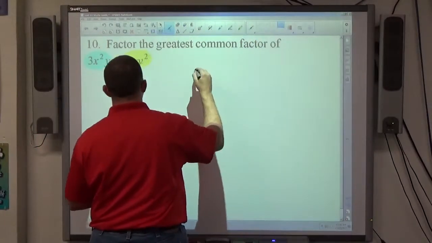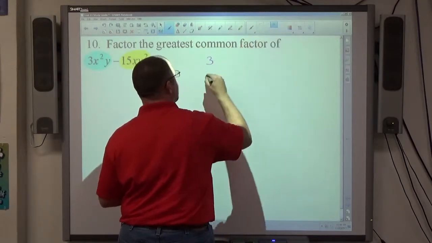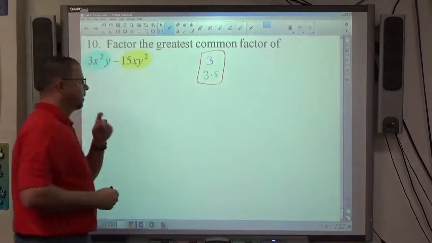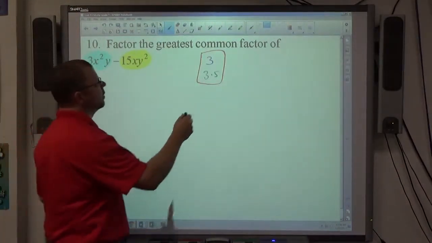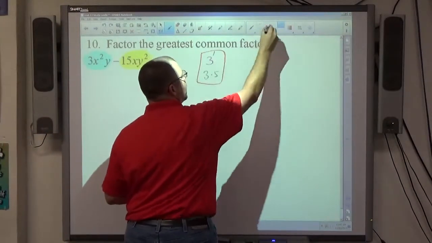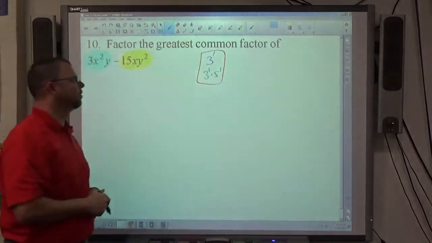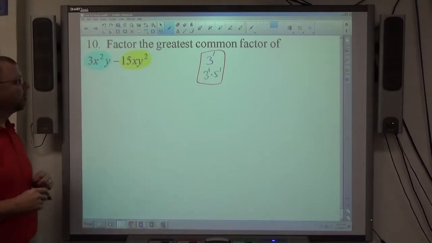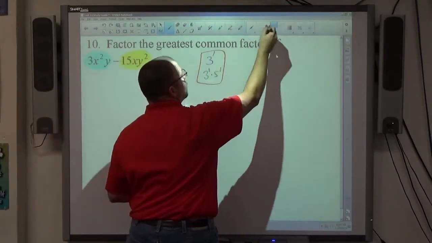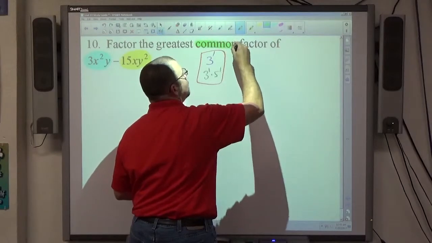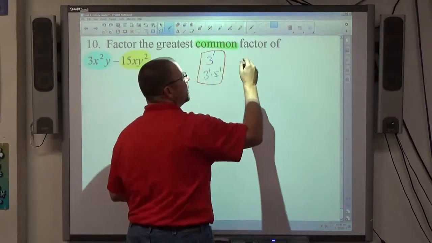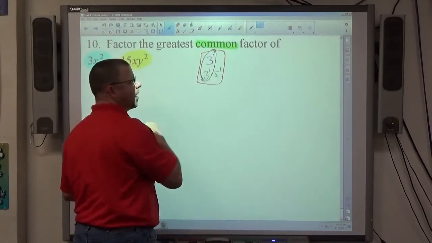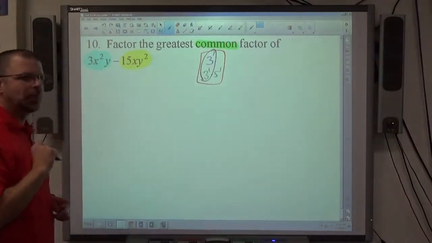Now, for greatest common factor's sake, if we focus on the factored form of just the numbers: 3 to the first is the factored form of 3, and 3 to the first times 5 to the first is the factored form of 15. We can worry about the letters in a minute. For common factors, this says common. To be common factors, they have to have things in common. So looking at these 2 things, they have 3 in common. They don't have 5 in common. And we're allowed to take the lowest power in this situation.